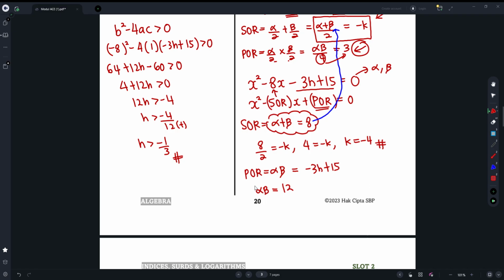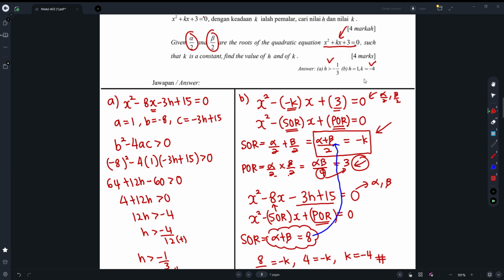So I'm going to use this information put into here. So here alpha beta equals to negative 3h plus 15. So I can make a conclusion that negative 3h plus 15 is equivalent to 12. So negative 3h is equals to 12 minus 15. So negative 3h equals to negative 3. Therefore, h equals to negative 3 divided by negative 3. And finally, h equals to 1. And that should be my answer for h here, as stated.